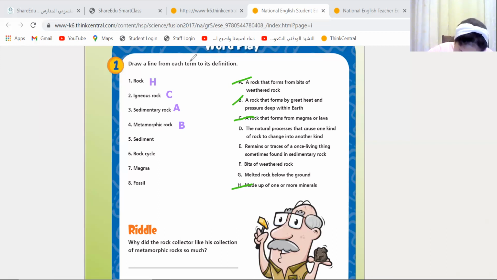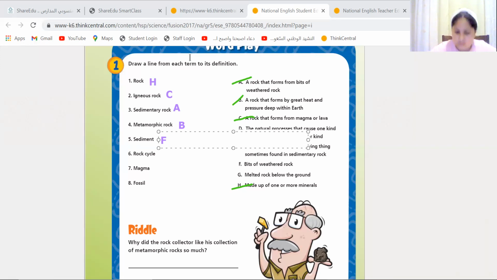Judy, can you try? Try with me. Sediment. What is sediment? Is it melted rock below the ground? Is it F? Bits of weathered rock? Excellent. Yes, it is. It is bits of weathered rock. Excellent, Judy. Bravo.